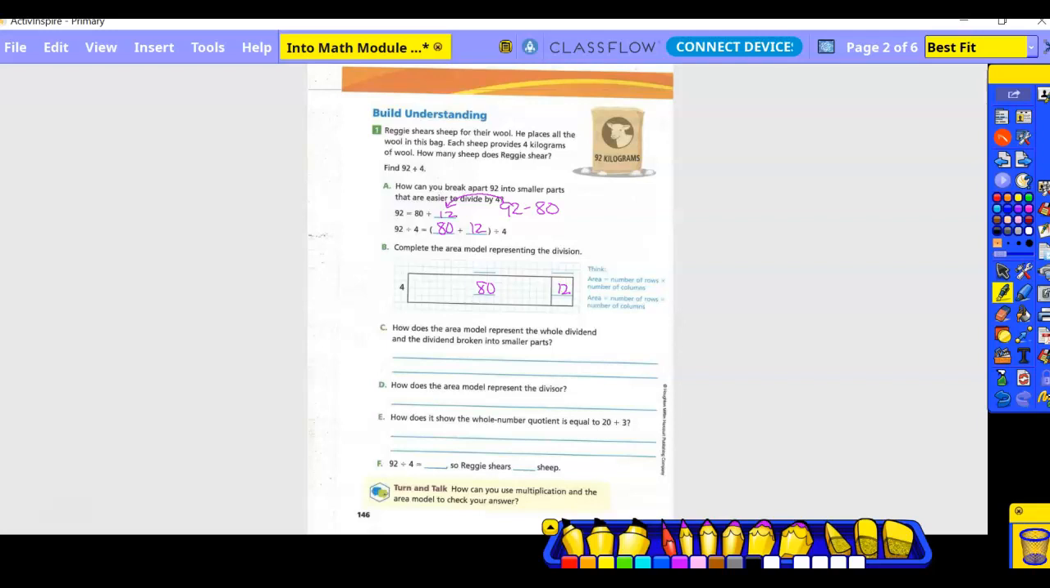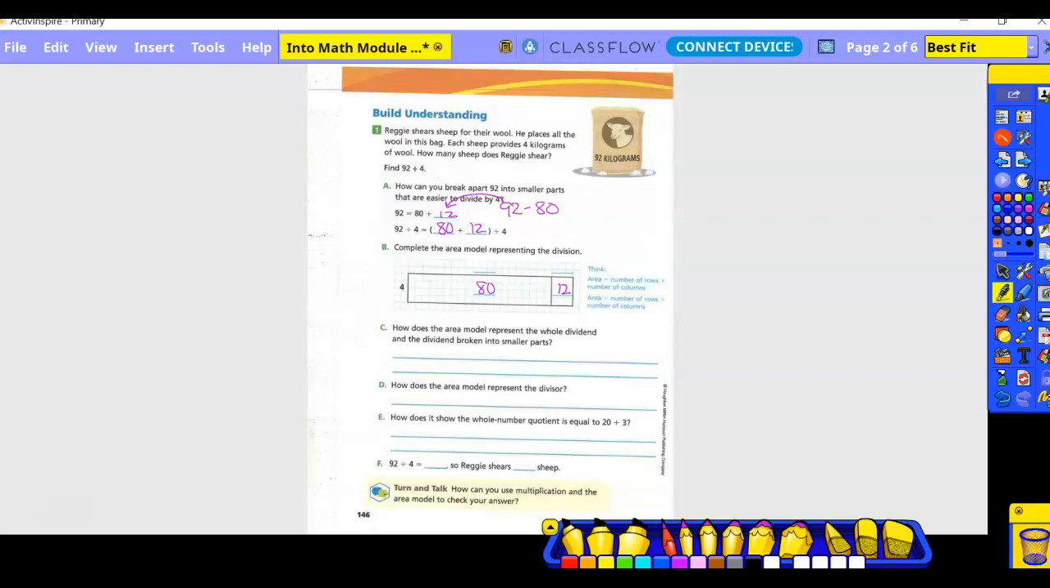So, how does the area model represent the divisor? The dividend went across the top, right? The divisor goes down the side. So this is just like multiplication, only we're using division to break it into smaller pieces.